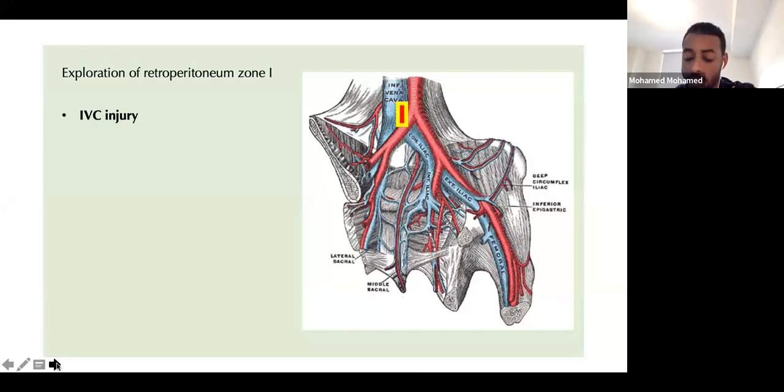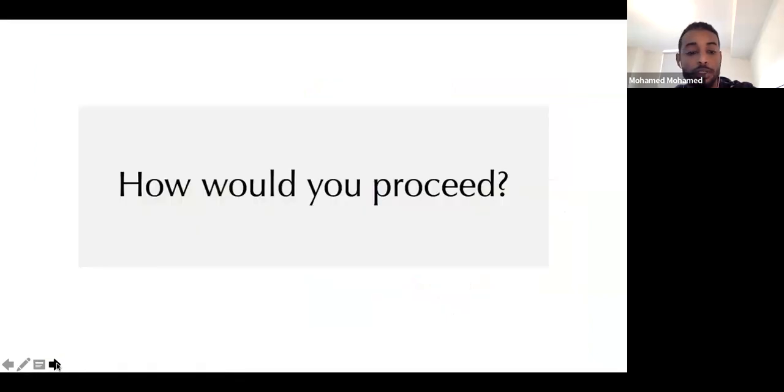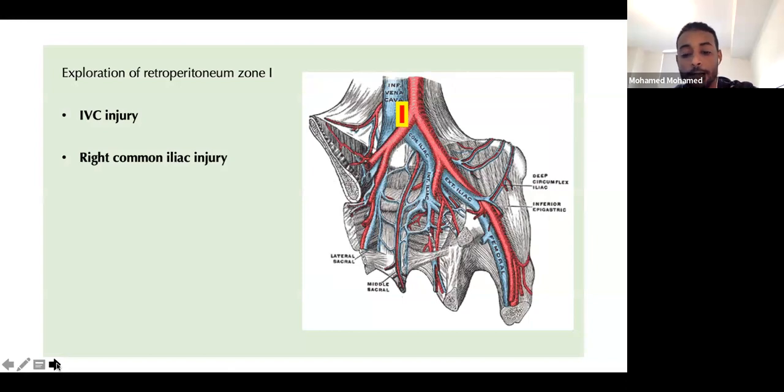When we were controlling the IVC and mobilizing the iliac, we identified an injury to the anterior surface of the right common iliac artery, and that's when we applied our aortic clamp, and we did control the left common iliac. The injury of the iliac was just above the area marked in that picture. So how would you proceed with these injuries to repair them?